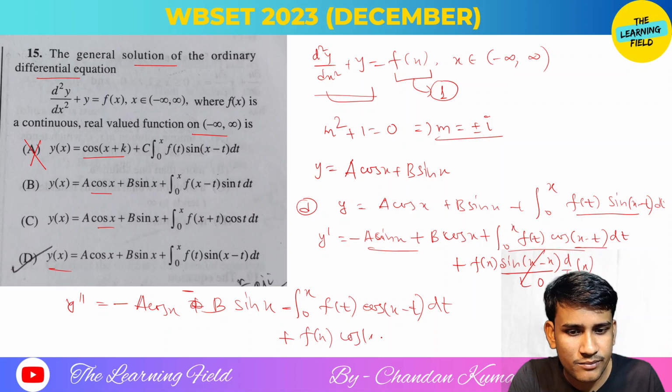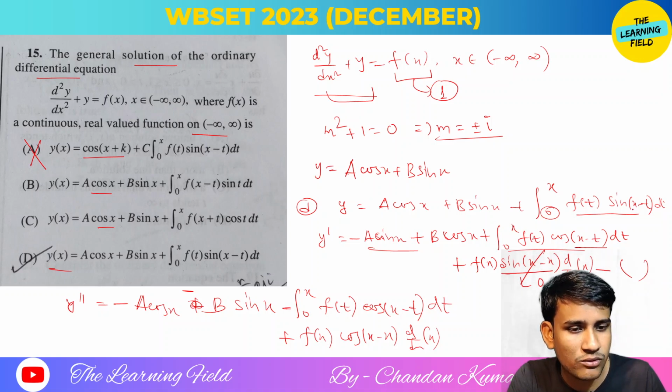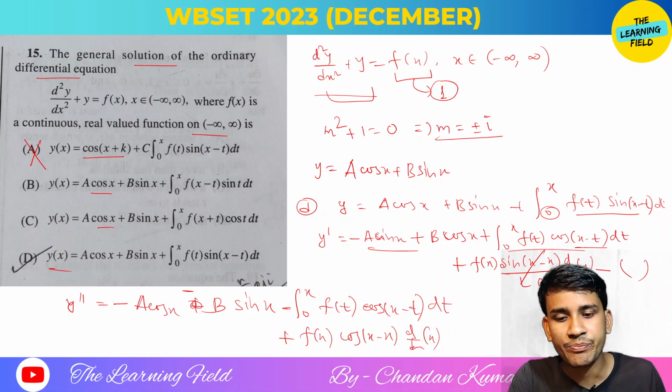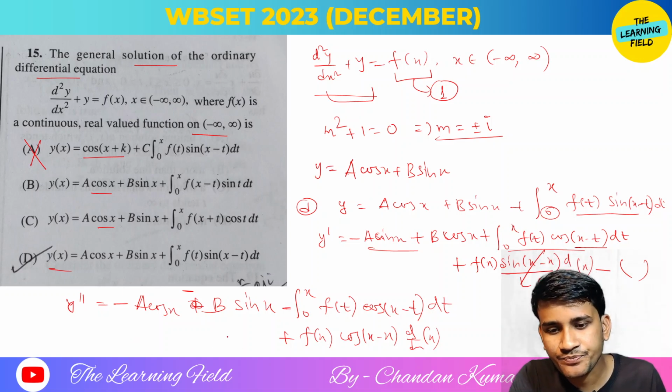cos(x minus x) and the derivative d/dx of the upper limit. Since the lower limit is 0, we do not write this second term; the next term is the lower limit into the derivative of the lower limit into this term where we put x. So you all know this rule for differentiation under the integral.